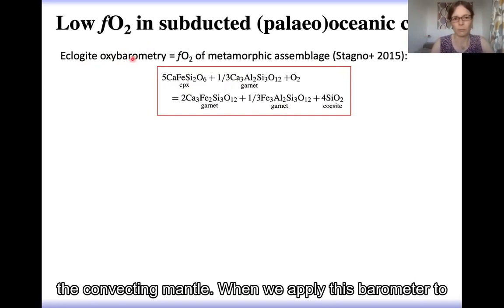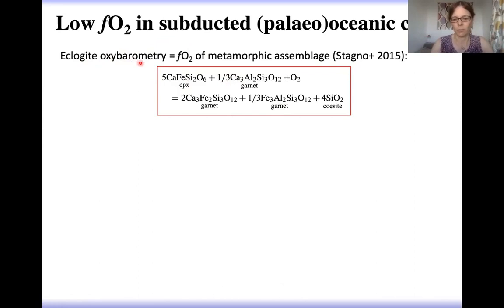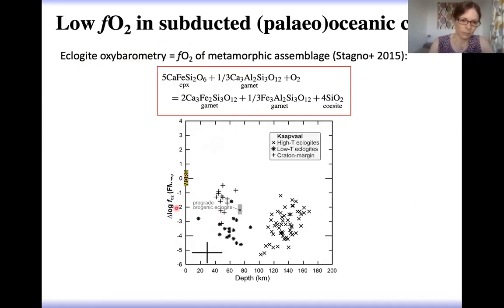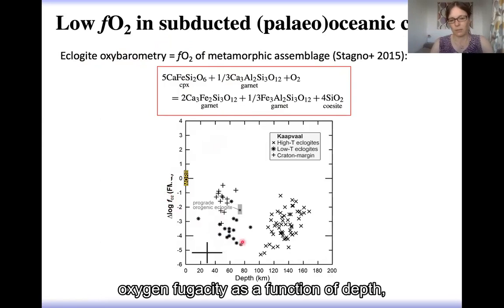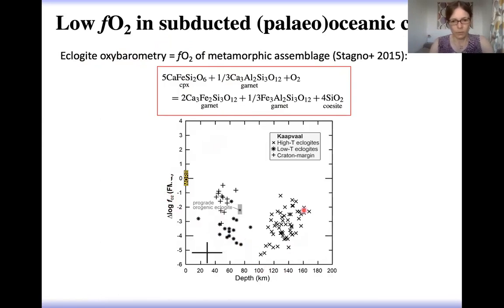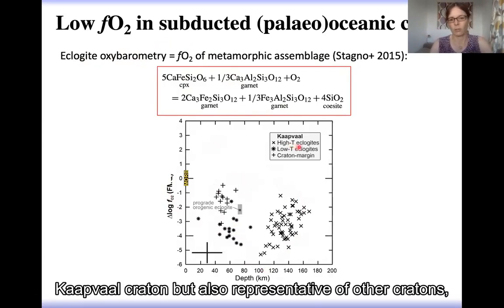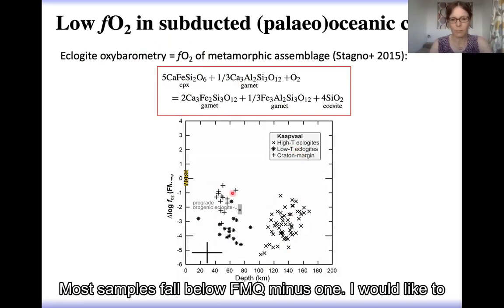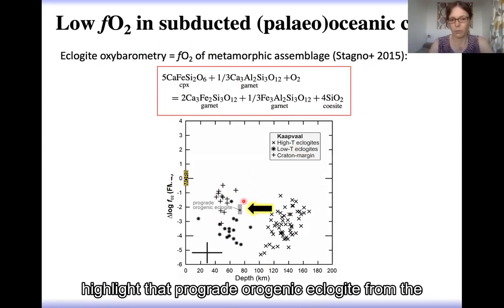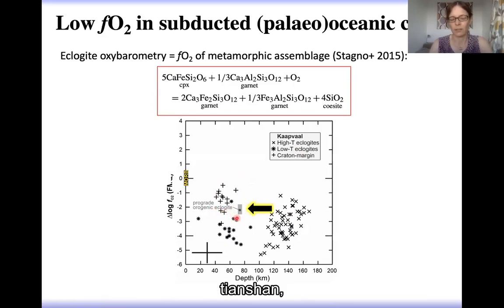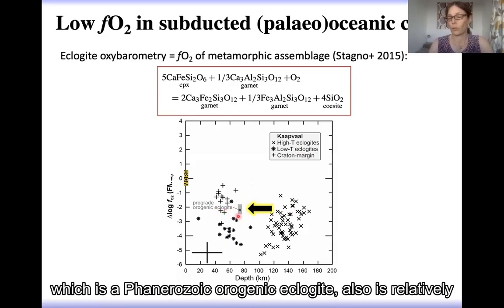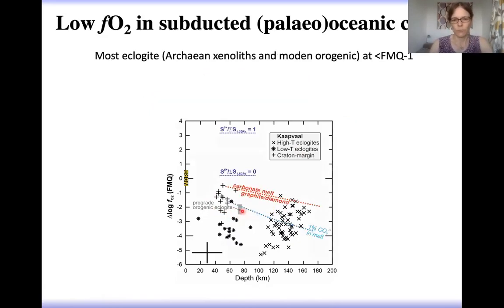When we apply this barometer to eclogite xenoliths, we can see oxygen fugacity as a function of depth. There is a huge range, and most eclogite xenoliths here are from the Kaapvaal craton, but also representative of other cratons. Most samples fall below FMQ -1. I would like to highlight that prograde orogenic eclogite from the Tian Shan, which is a Phanerozoic orogenic eclogite, also is relatively reducing.